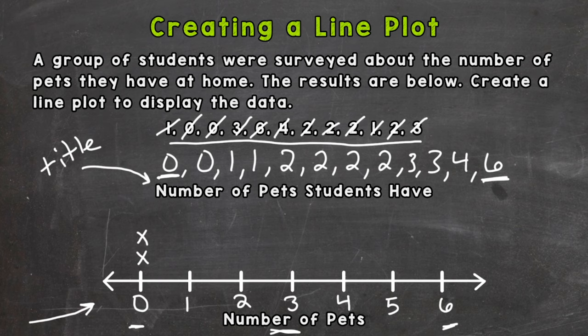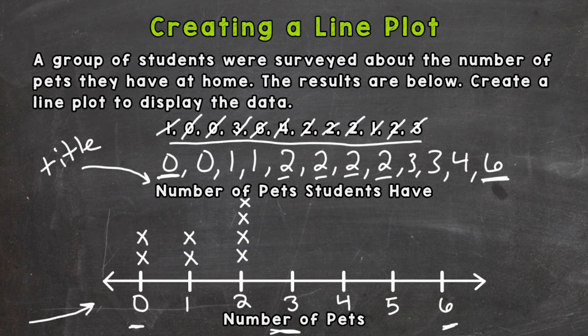And they should be pretty well lined up as we go through, and you'll see what I mean as I do number one here. So how many students have one pet at home? Well, two. See how I'm starting off my X evenly with the first X from zero? So they are both the same height, right? Because zero and one both have two students that have either zero or one pet at home, so they should be about the same size, which they are. How many students have two pets? Well, one, two, three, four. So we need four X's to represent those four students.